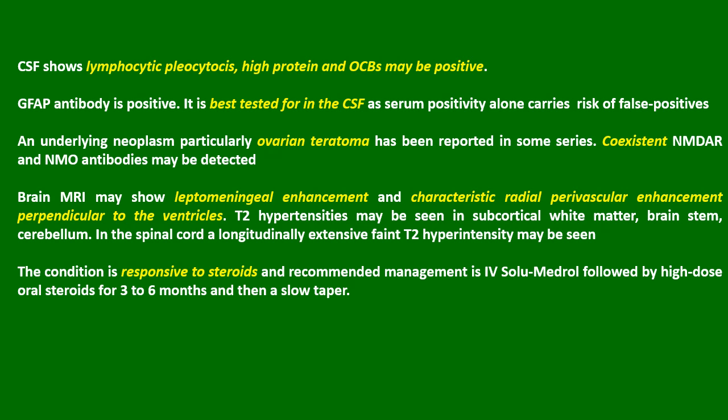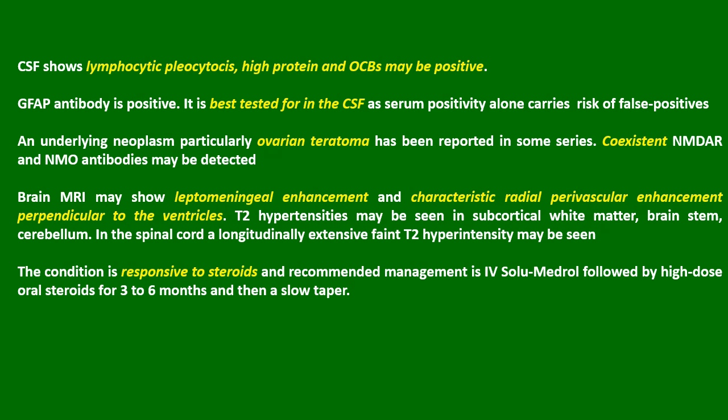Brain MRI may show leptomeningeal enhancement and a characteristic radial perivascular enhancement perpendicular to the ventricles. T2 hyperintensities may be seen in subcortical white matter, brainstem, and cerebellum. In the spinal cord, a longitudinally extensive faint T2 hyperintensity may be seen.